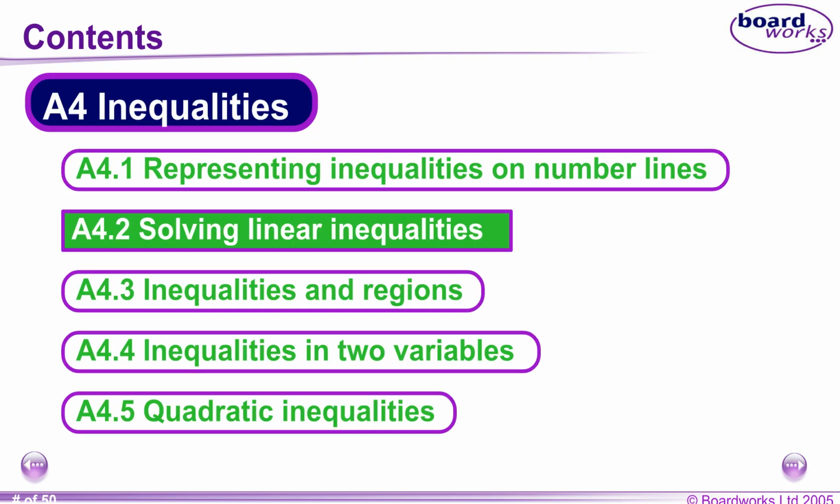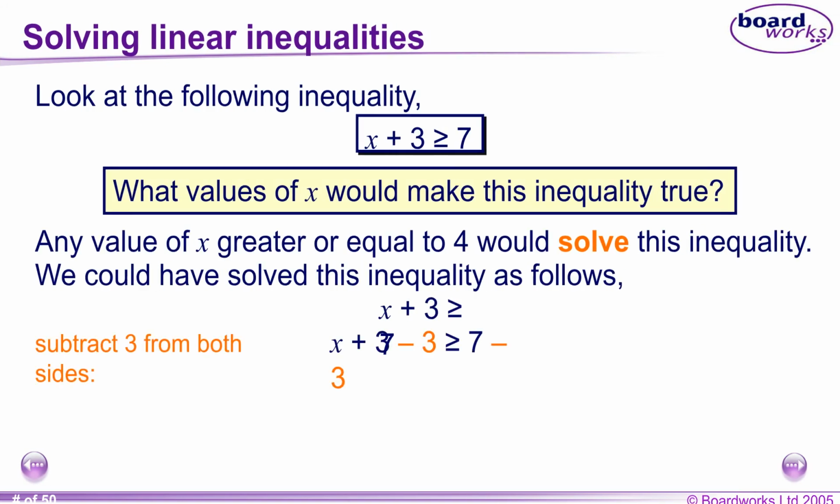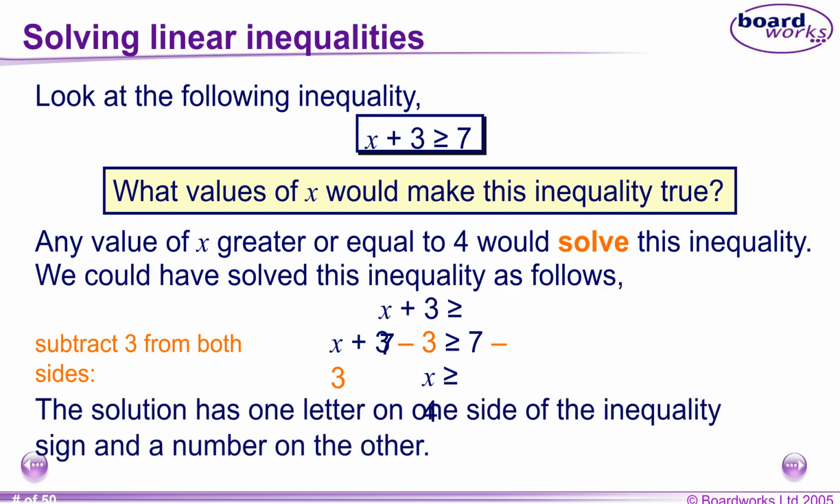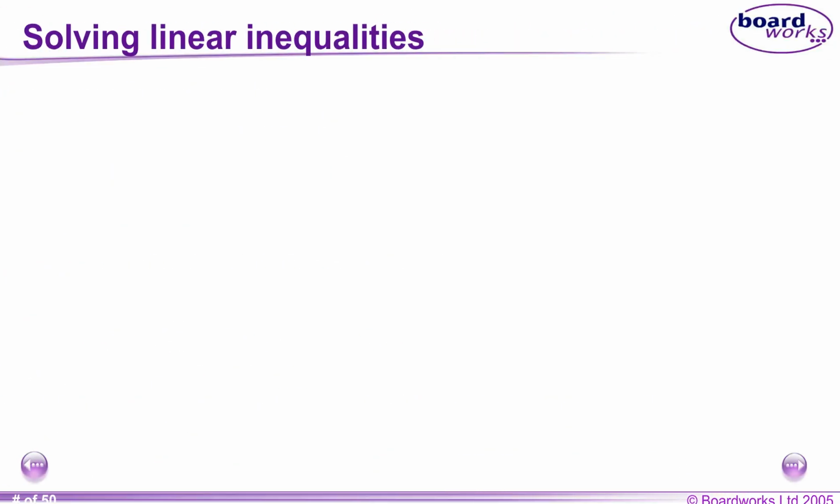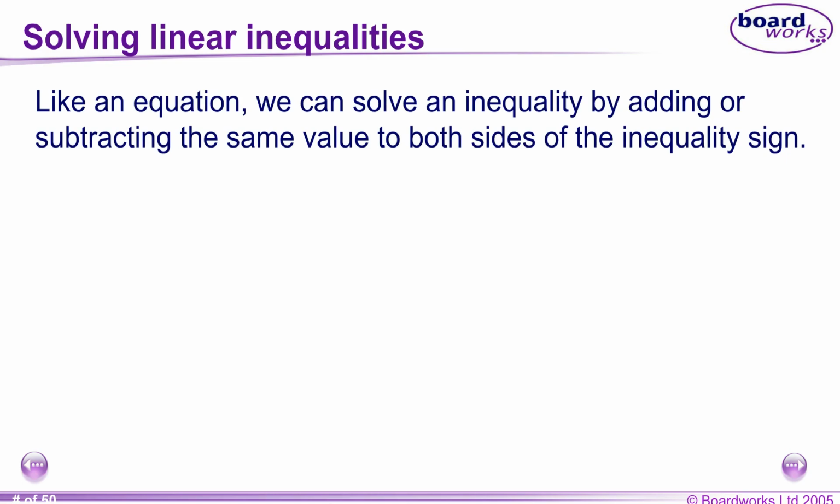We are now moving on to the section covering solving linear inequalities. To solve x plus 3 is greater than or equal to 7, we subtract 3 from both sides, which gives x is greater than or equal to 4. The solution has the letter on one side of the inequality sign and the number on the other. Similar to equations, we can solve inequalities by adding or subtracting the same value to both sides, or by multiplying or dividing by a positive value.